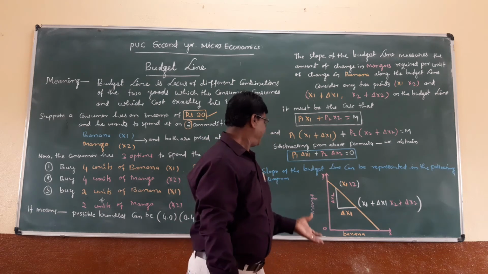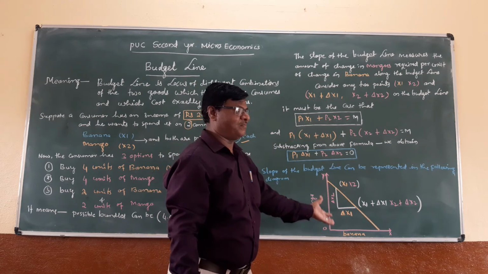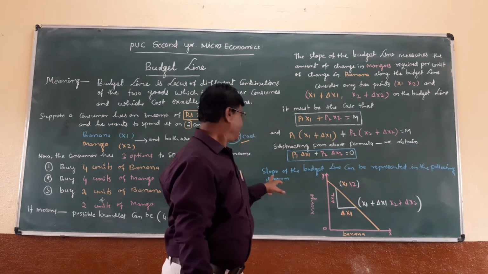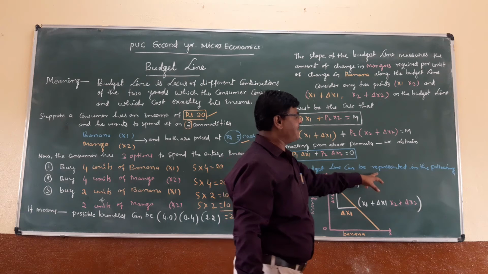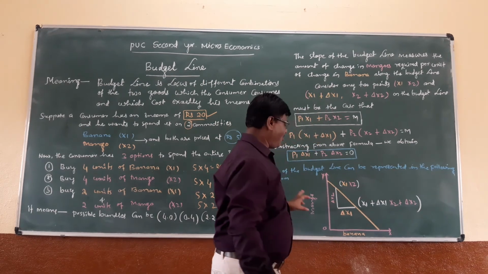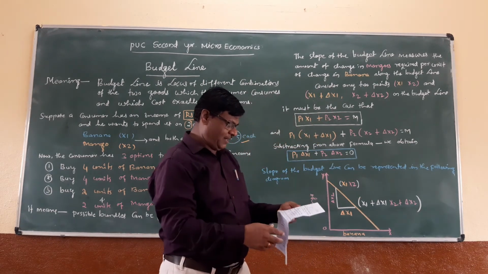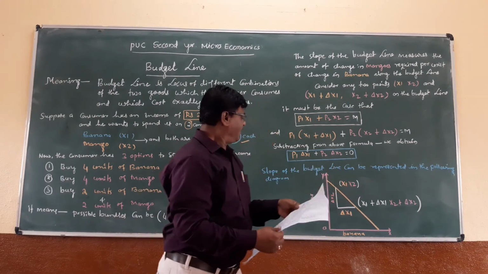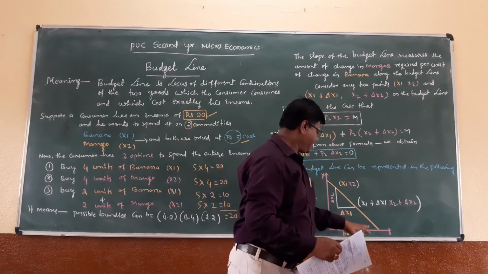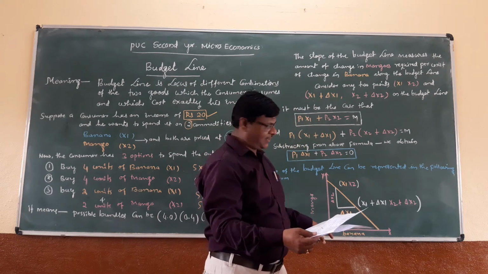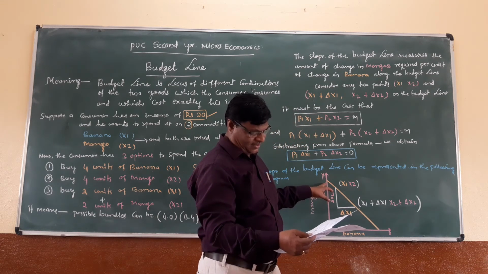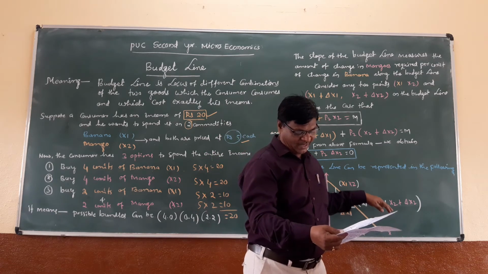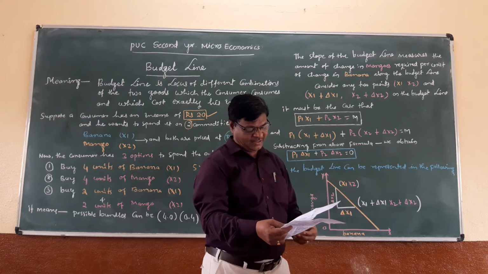Now we can say with the help of a diagram how the budget line slopes downwards from left to right. The slope of the budget line can be represented in the following diagram. The horizontal line measures the banana and the vertical line measures the mango. This is the slope of the budget line.